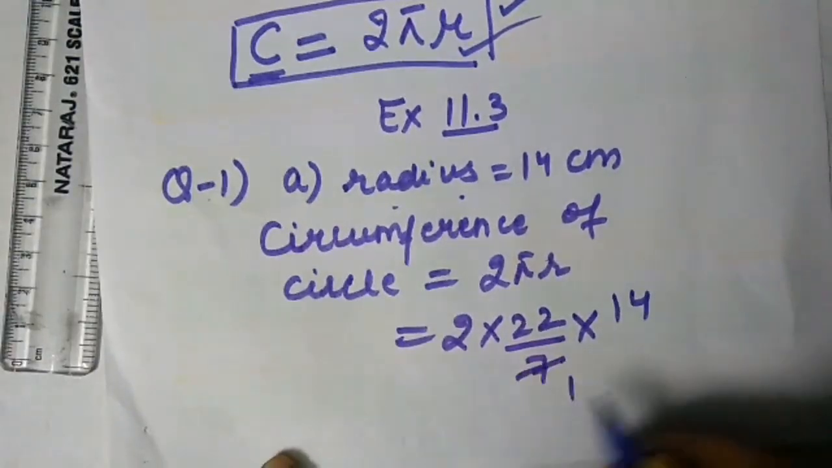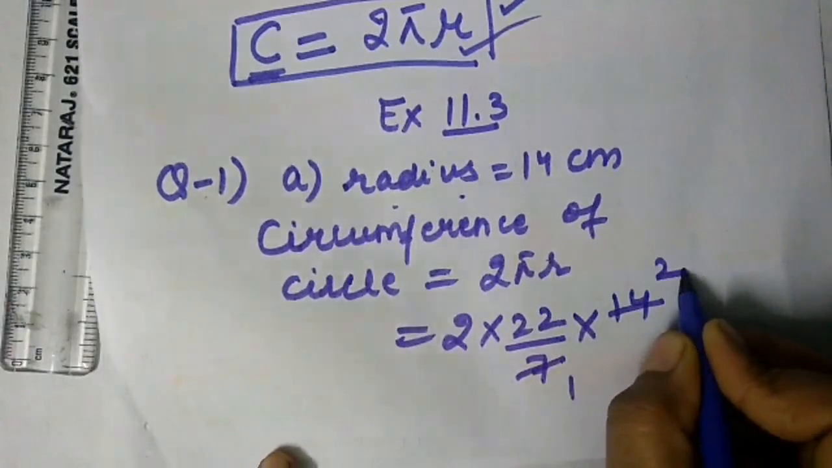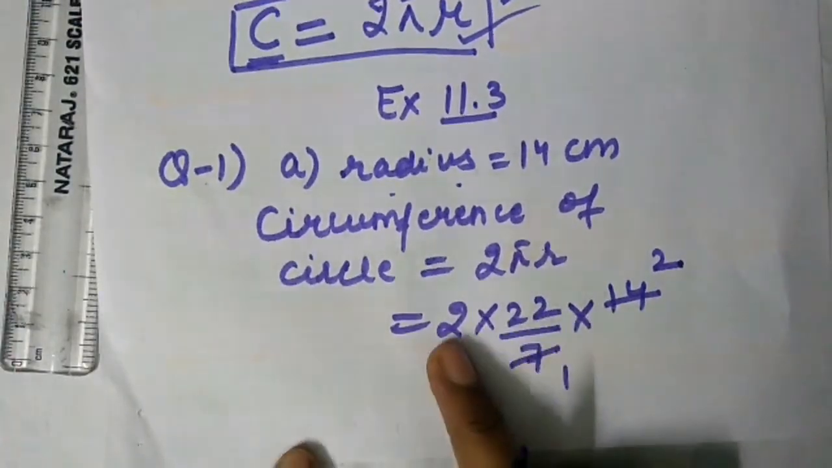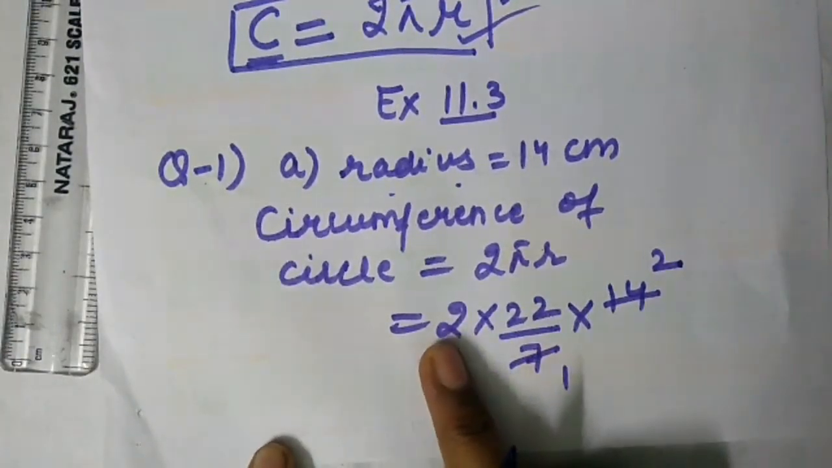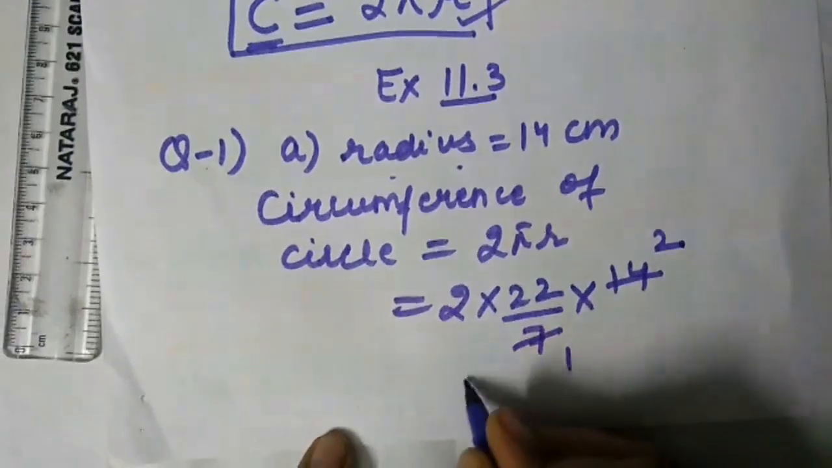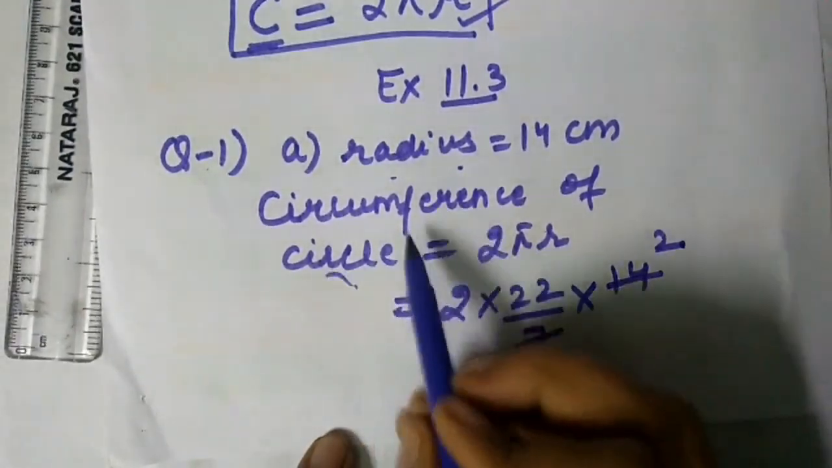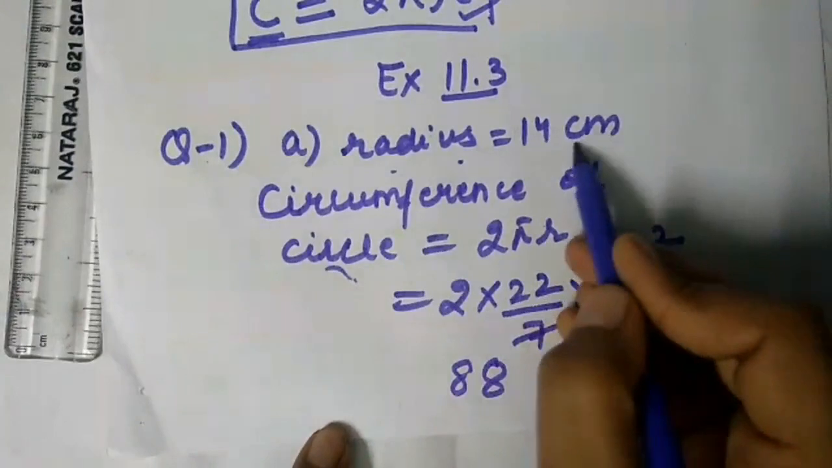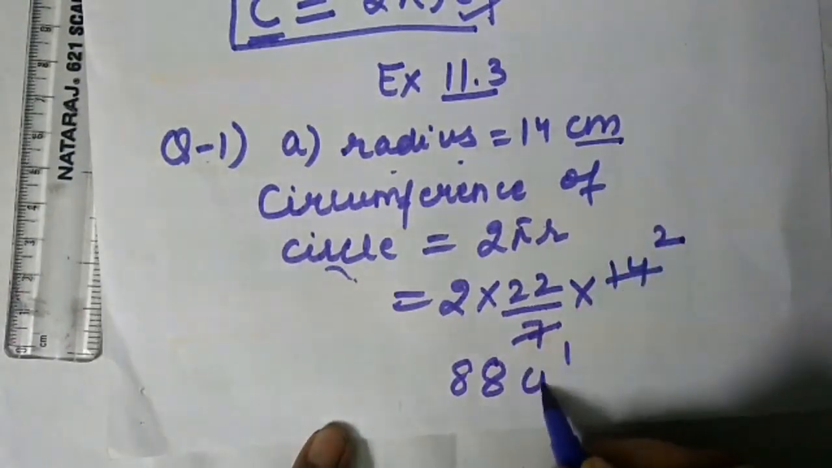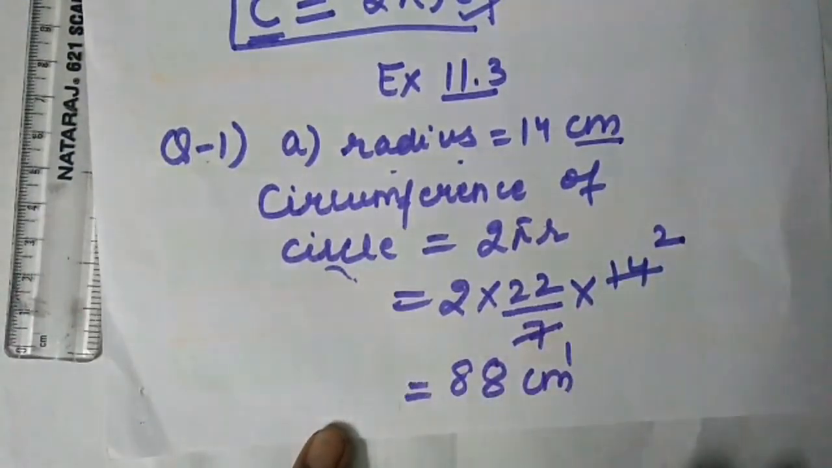So 7 ones are 7, 7 twos are 14. Okay, now you can multiply. 22 into 2 is 44 and 44 into 2 is 88, and as circumference is a length, its unit is the same, centimeter. So this is the circumference of the circle. Okay, so this is your question number 1.